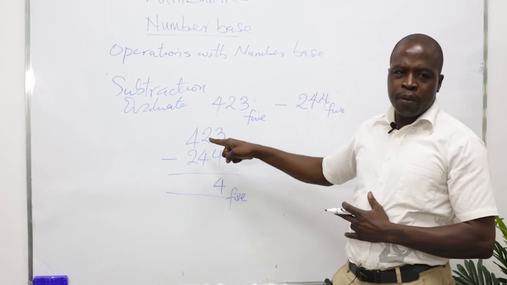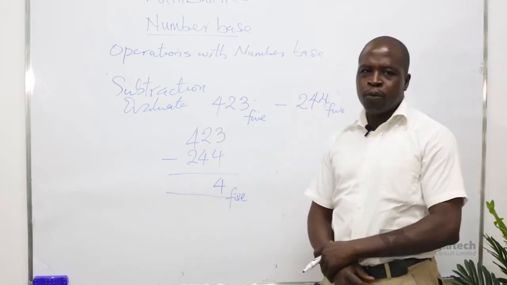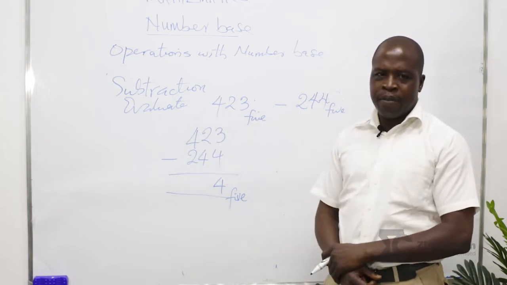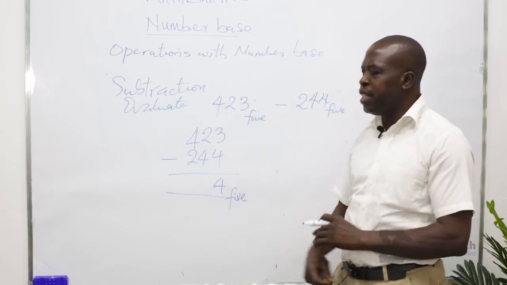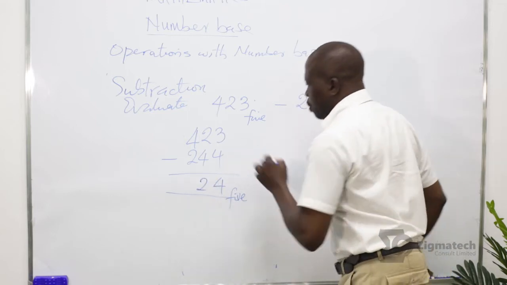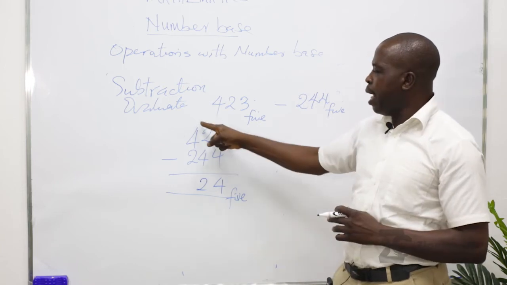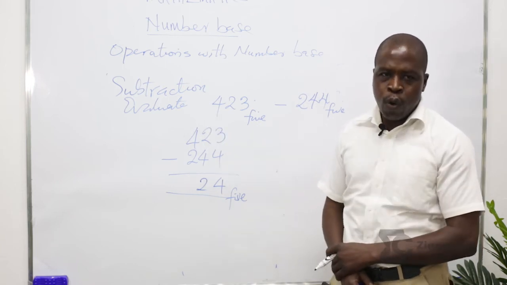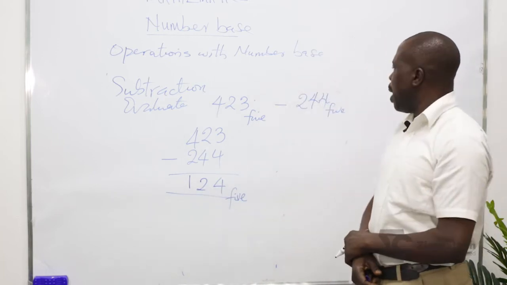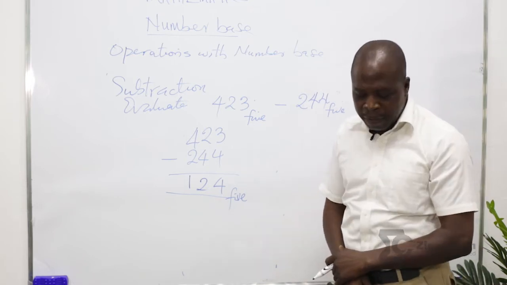You have taken 1 from the 2, it remains 1. Now, 4 cannot be subtracted from 1. Now, we take 1 from 4. When it comes to this place, it becomes 5. Now, that 5 plus the 1 that remains here gives us 6. 6 minus 4, we have 2. Now, what we have left here is 3. Now, 3 minus 2 gives us 1. So 423 base 5 minus 244 base 5 gives us 124 base 5.